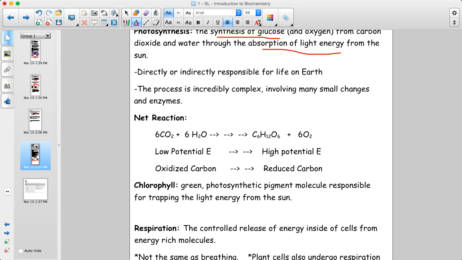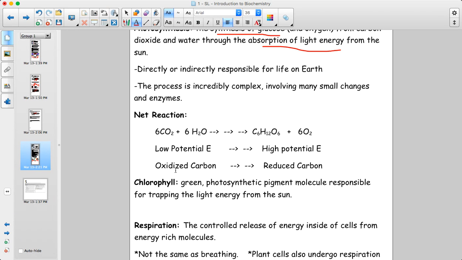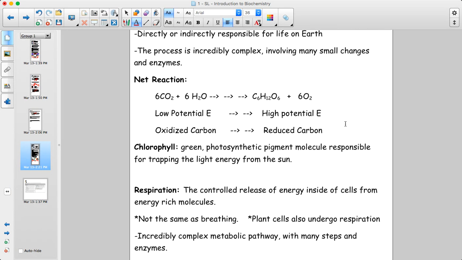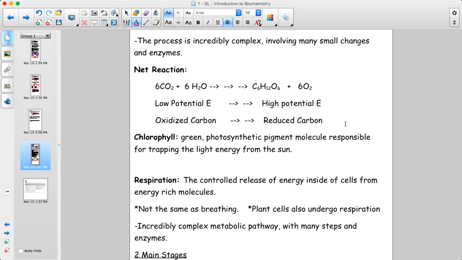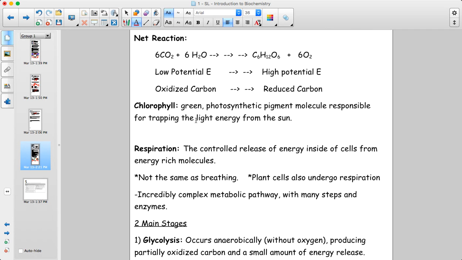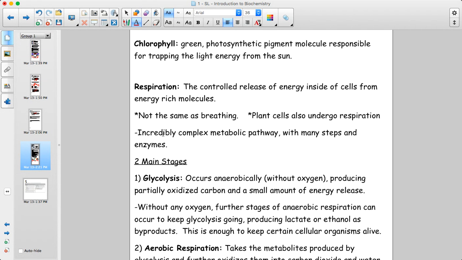So it's going from a low potential energy to high potential energy, and the carbon is going from being highly oxidized in the form of carbon dioxide to being reduced. And in the process, the plants actually split apart water, which we normally only can really do by electrolysis. So it's a pretty incredible thing that evolved to happen, but you're taking carbon and you're making it much more reduced, which makes it much higher in potential energy. And the net result is that you have glucose, this high energy form, this high energy nutrient that everything else is going to use. Chlorophyll is the green photosynthetic pigment that's responsible for trapping the light energy from the sun, and you probably have all heard of that before.